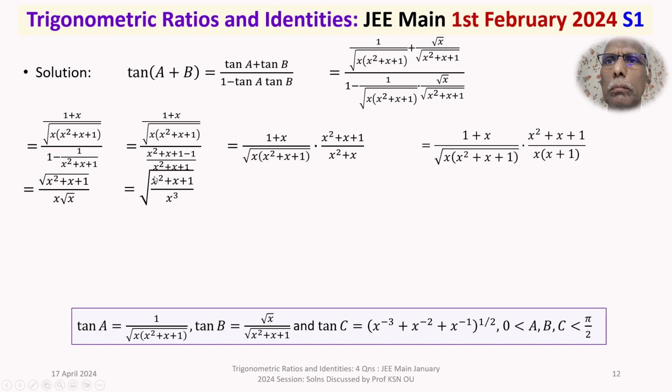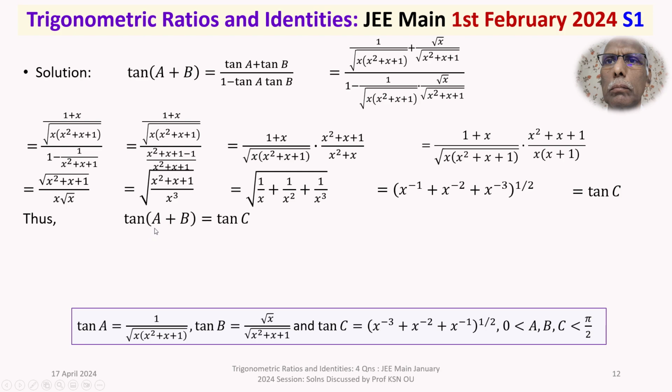Separate them. X square by x cube plus x by x cube plus 1 by x cube. That will be under the square root of 1 by x plus 1 by x square plus 1 by x cube. Right. Take the LCM. So that is, write down like this. X to the power of minus 1 plus x to the power of minus 2 plus x to the power of minus 3 whole to the power of 1 by 2. Let's look at here. Here tan c is precisely this one. So this is equal to tan c. So thus we have proved tan of a plus b is equal to tan of c.